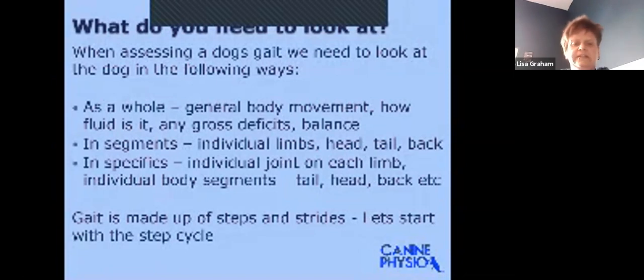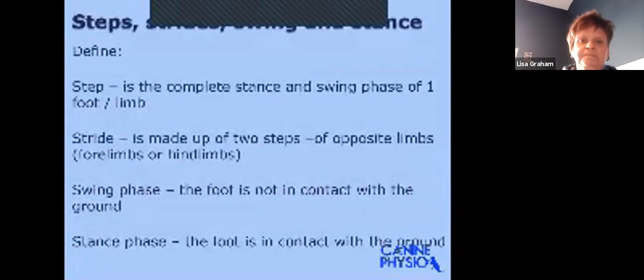These are all the things that we want to look at. And whilst it seems like a huge amount, a bit overwhelming, and you think, gosh, how am I going to see all this at once? We start with the little bits. As we go through this, we're going to start with the small things and then build it up to the bigger and bigger picture with the dogs. So the first thing that we're going to look at is what makes gait up, and gait is made up of steps and strides. So we're going to have a look at a step cycle.